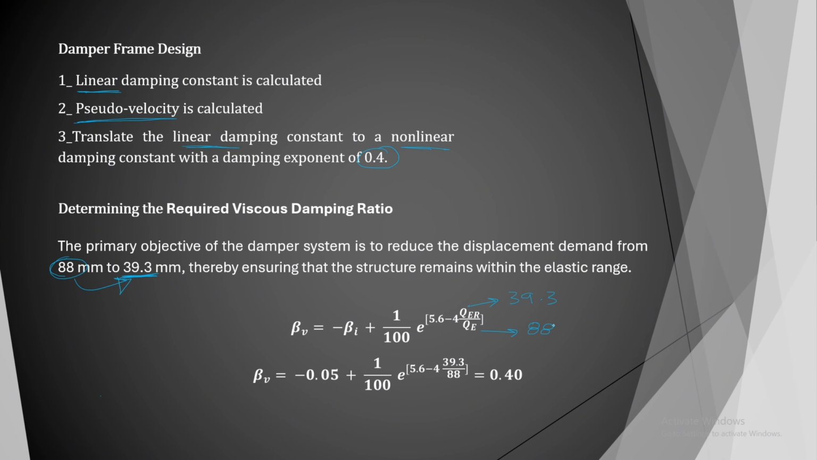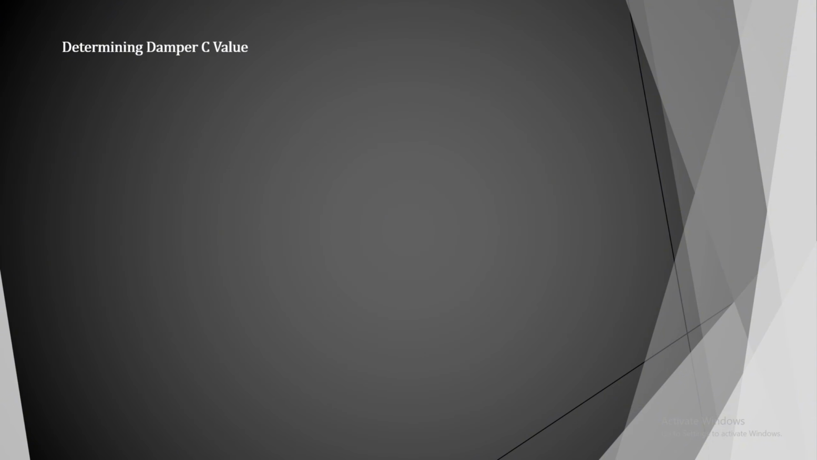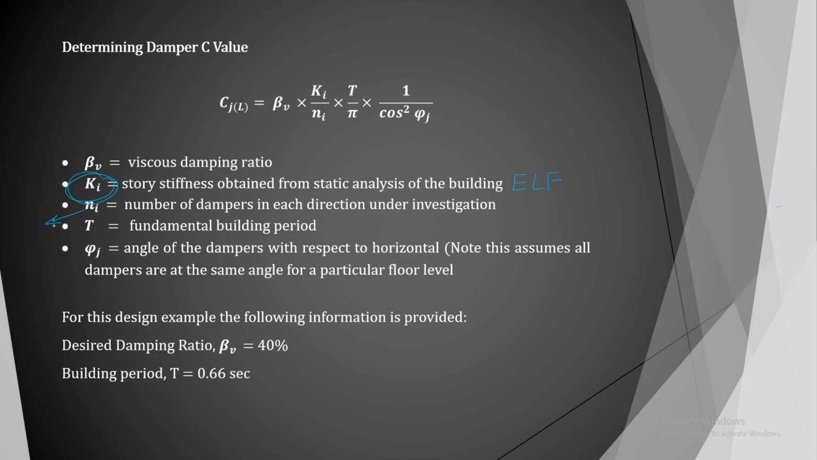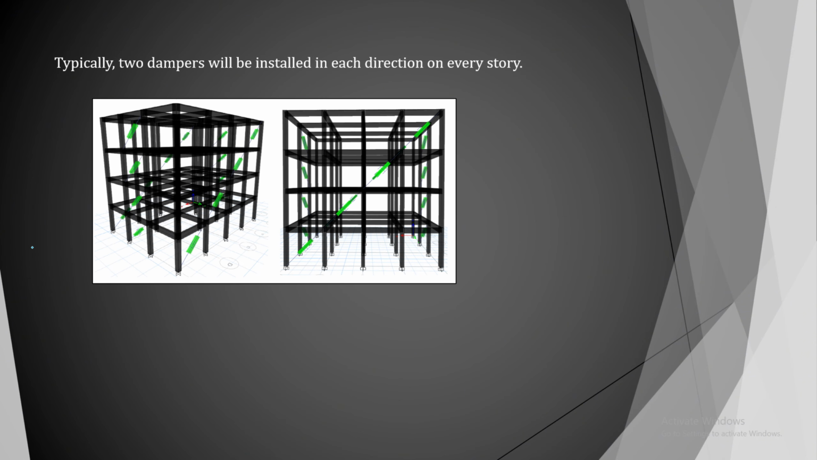The value of the linear damping constant C can be obtained using the following equation, where K is the story stiffness obtained from the static analysis of the building, from the equivalent lateral force method, and N is the number of dampers in each direction under investigation. For the design example, the following information is provided. Since 2 dampers will be installed in each direction on every story, the value of N is equal to 2.